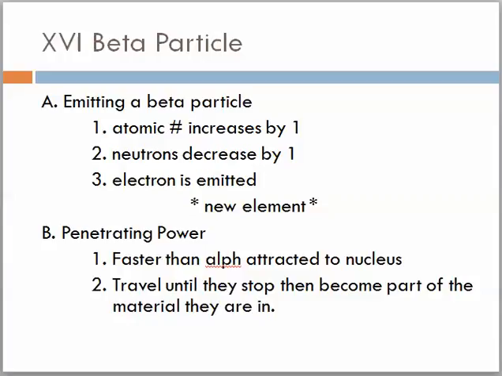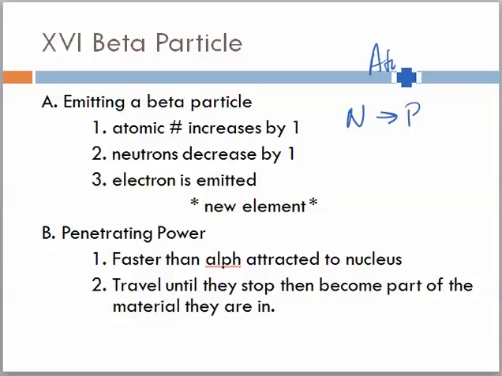All right. Emitting a beta particle. Well, thorium, we said, is going to go through beta decay. The atomic number is going to increase by 1 because what happens is the neutron decays and it becomes a proton. Well, the proton is going to change the atomic number. It's going to go from 90, such as thorium, and if it emits a beta particle, it's going to gain a proton, so it's going to go up to 91. The neutrons are going to decrease by 1. So there's 1 less neutron.